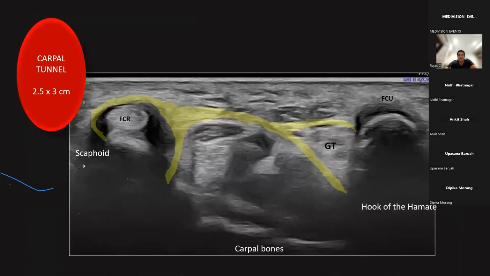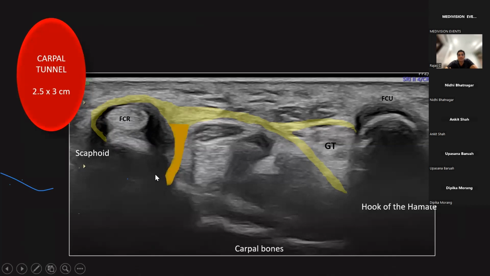Coming to the flexor retinaculum, it's a tough connective tissue layer which roofs over the carpal tunnel. On the radial aspect, it gets attachment to the scaphoid bone, and a few of the fibers fuse with the flexor carpi radialis tendon there.